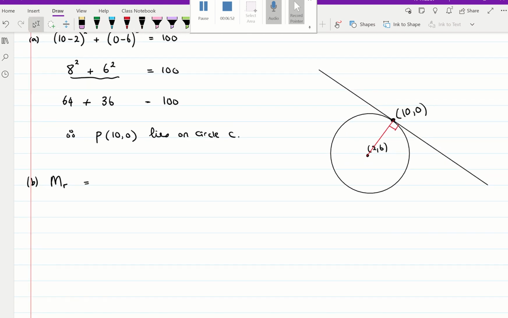So I've got my two coordinates. Let's call this x1, y1, x2, y2. So the gradient is 0 minus 6 over 10 minus 2, so it's negative 6 over 8, which is negative 3 over 4. So that's the gradient of the radius, which means that the gradient of the tangent is a positive 4/3.